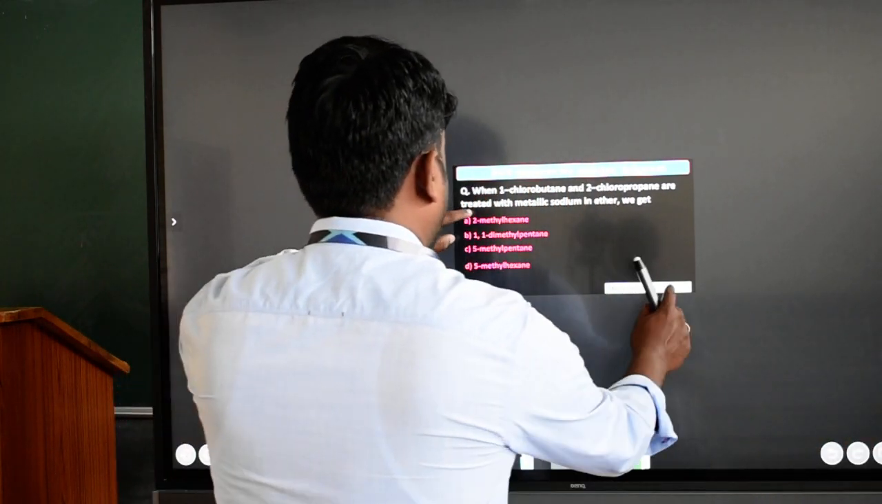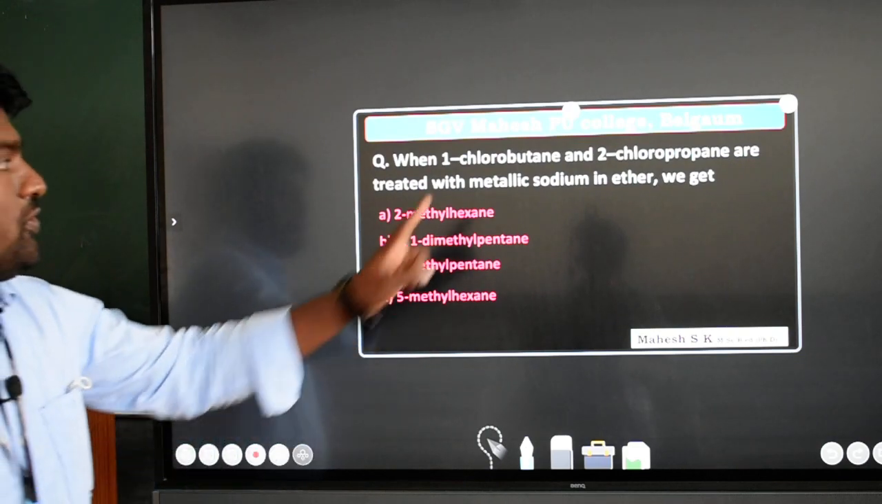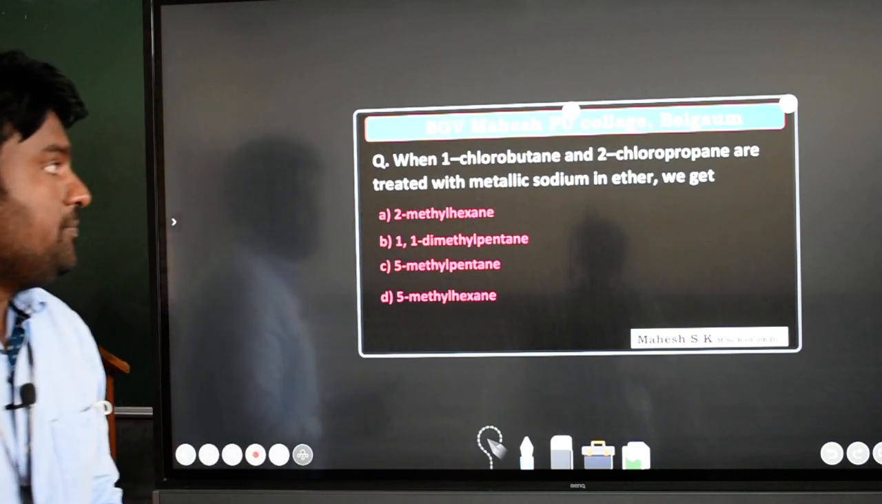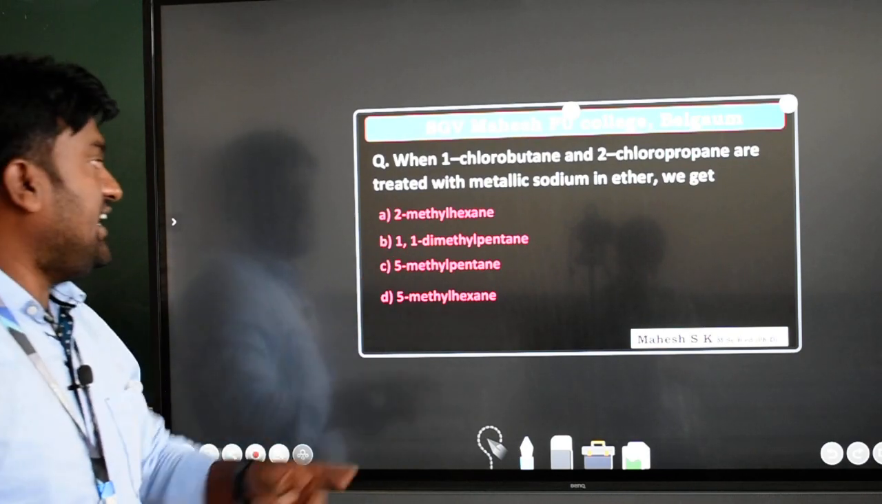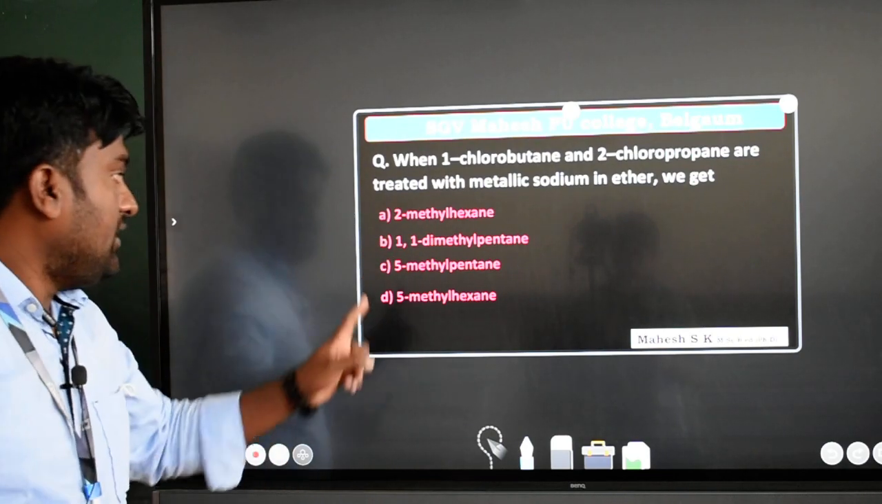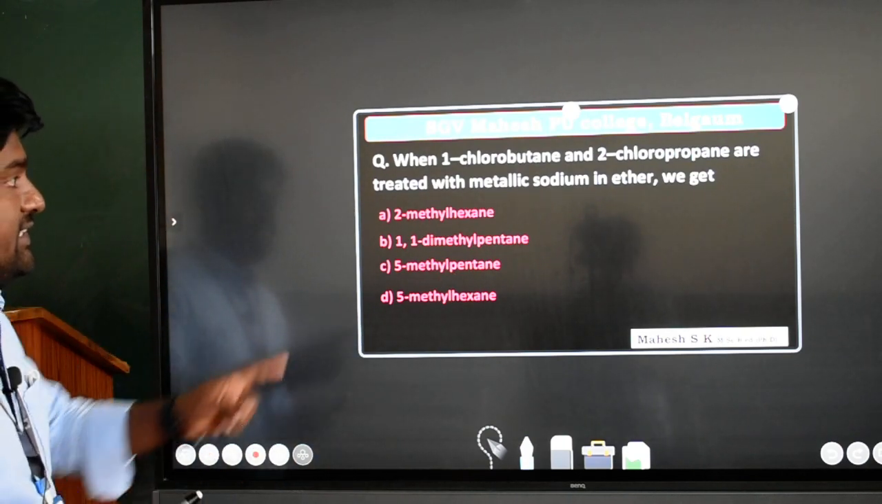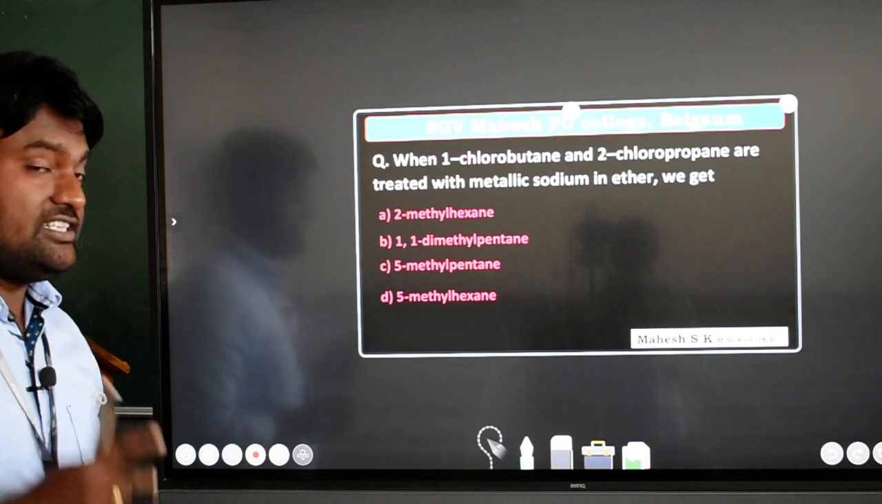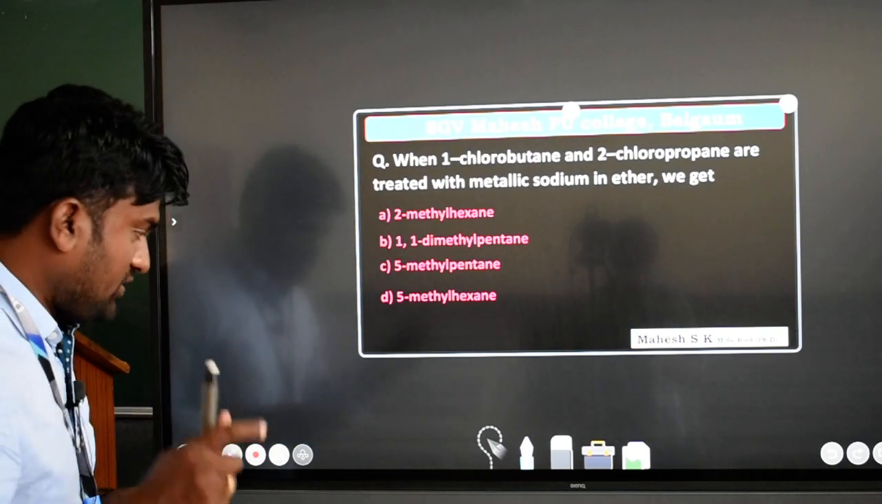The next question is, when 1-chlorobutane and 2-chloropropane are treated with metallic sodium in ether, we get 2-methylhexane, 1,1-dimethylpentane, 5-methylpentane or 5-methylhexane. So first, in the presence of ether they are told, then sodium, it is nothing but a Wurtz reaction.